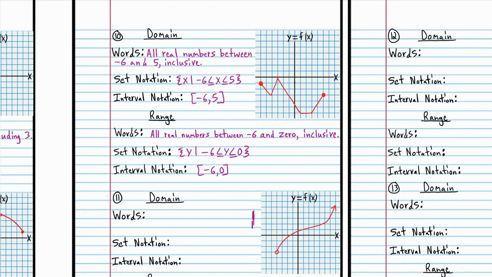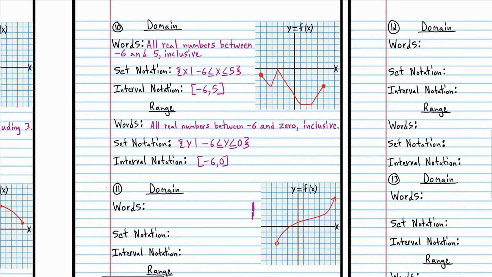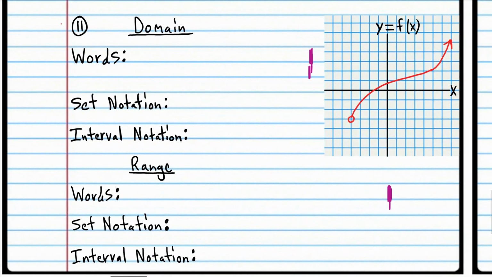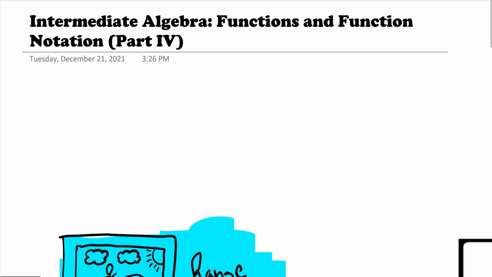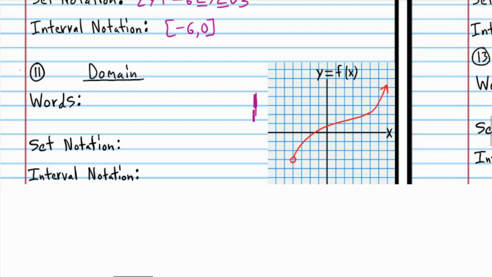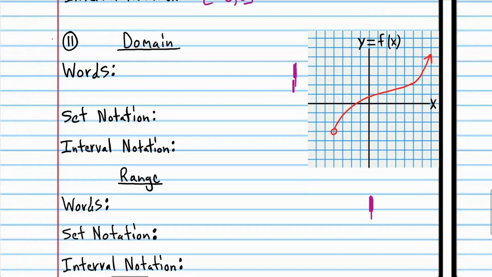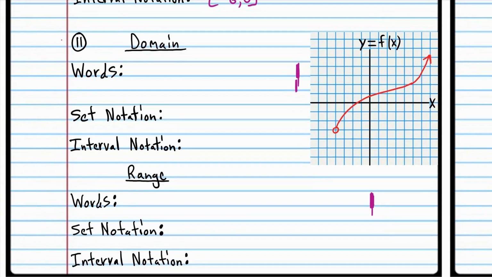So some of these problems can be a little tricky. Okay, let's try number 11 together. In this problem, notice that we have an arrow at the right. That means that the graph goes in that general direction and just keeps going and going and going. It keeps going up and up and up, and it keeps going farther and farther to the right.